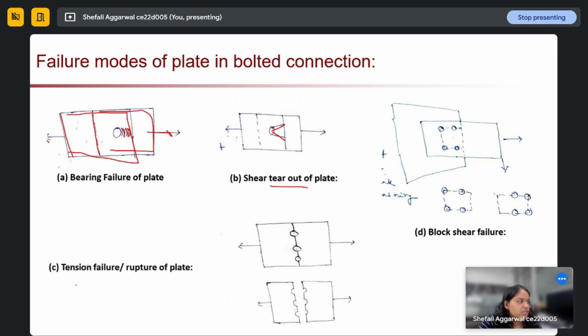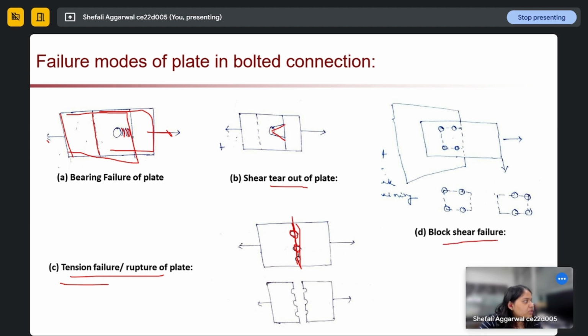And next is the tension failure. Tension failure means due to all the bolts being in a single line or in one direction, this plane will be a weaker plane, right? Because of too many holes. So along this weaker plane, when there is a complete failure, then we will call it a tension failure.